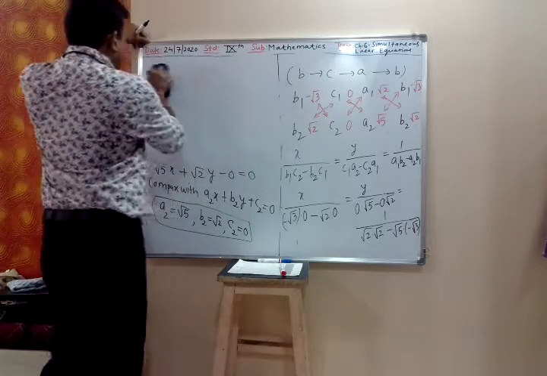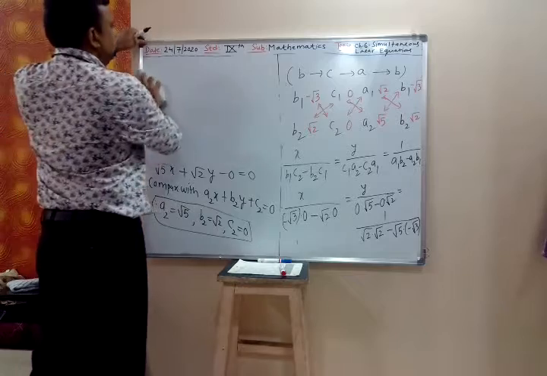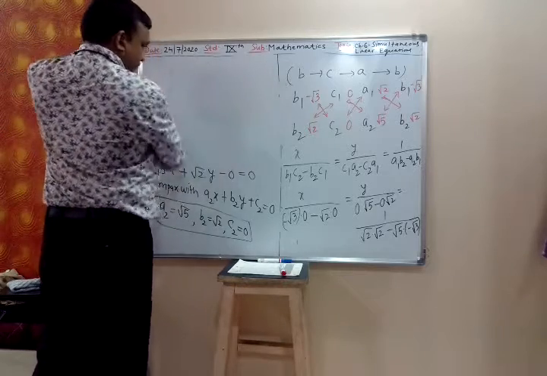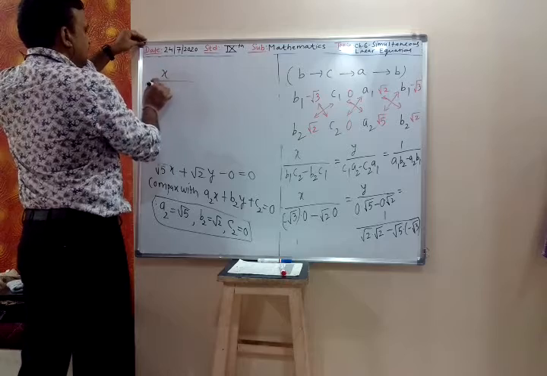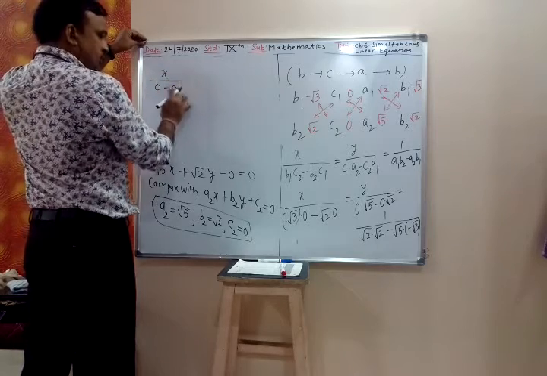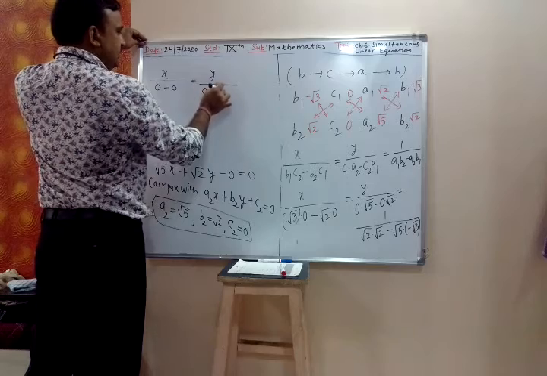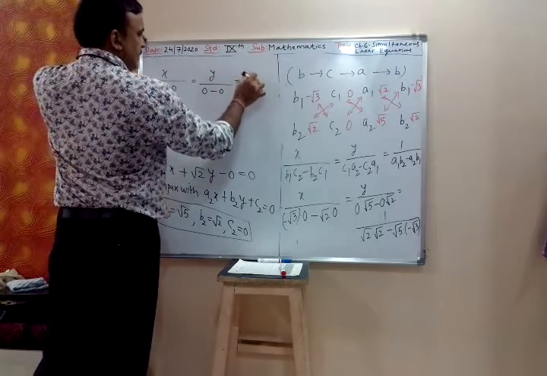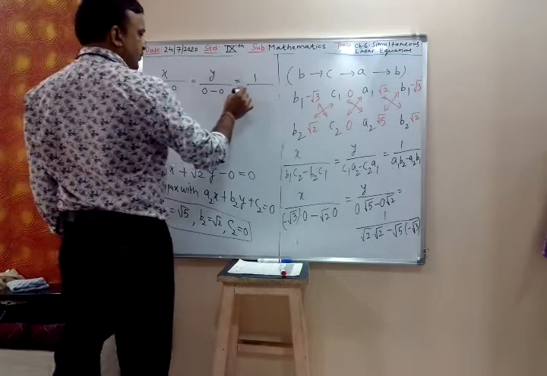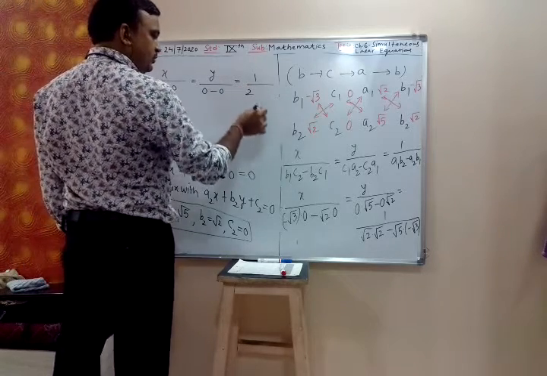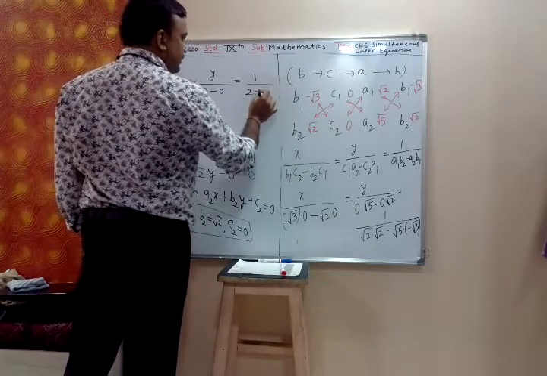So you will get x upon 0 minus 0 is equal to y upon 0 minus 0 is equal to 1 upon root 2 into root 2 is 2, then minus into minus 5, minus into minus is plus, root 5 into root 3 is root 15.